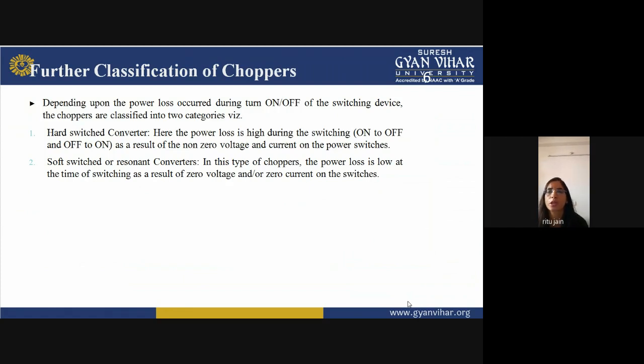In soft switching or resonant converters, in this type of choppers, the power loss is low at the time of switching as a result of zero voltage and zero current on the switches. So this is your hard switching and soft switching.